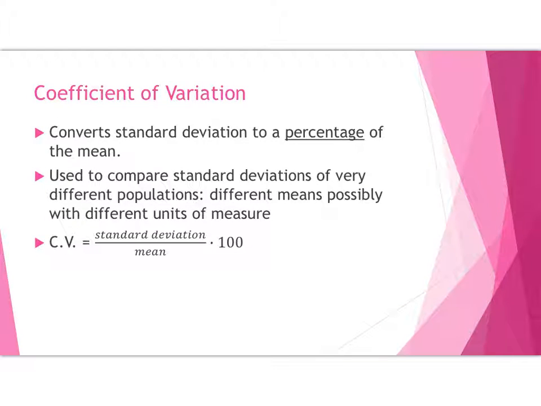Now if I want to find the coefficient of variation, what that means is I take the standard deviation and I'm going to turn it into a percentage of the mean. So the standard deviation divided by the mean. And this answer is supposed to be a percent. So I multiply it by 100 so that my decimal is in the correct place for this to be so many percent.